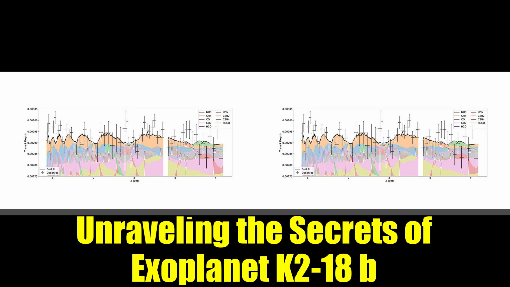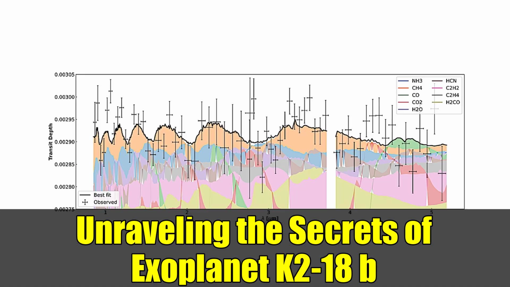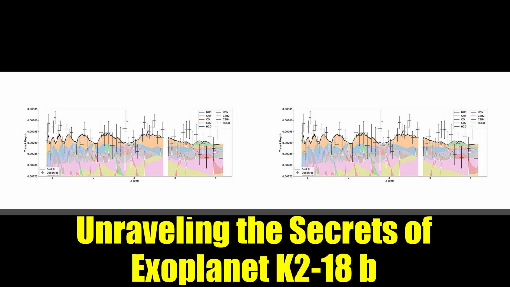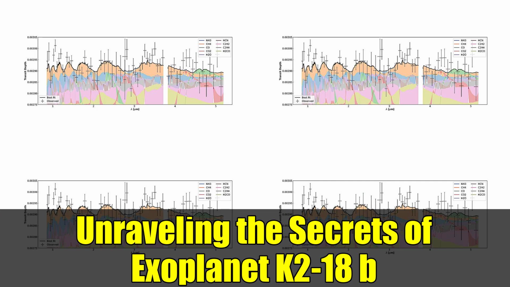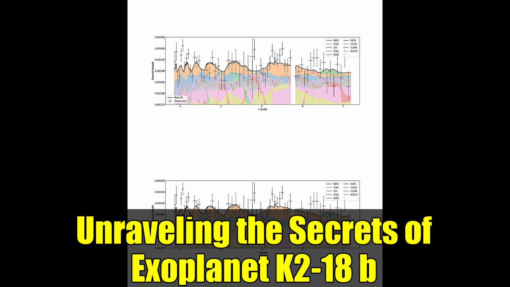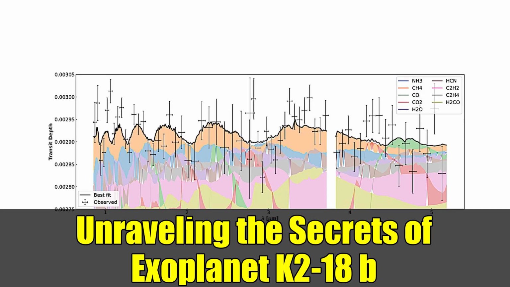Observations from both the Hubble Space Telescope, HST, and the James Webb Space Telescope, JWST, have unveiled that this planet possesses an atmosphere rich in hydrogen, along with detectable levels of methane, CH4, and potentially carbon dioxide, CO2. However, the interpretations of these findings are not straightforward, as they underscore the significance of non-equilibrium chemistry.